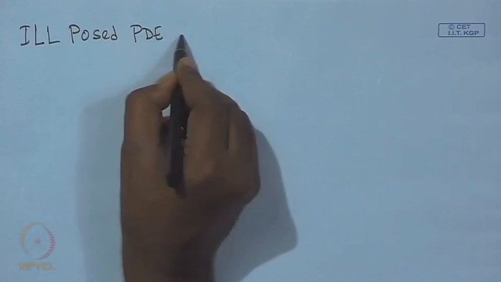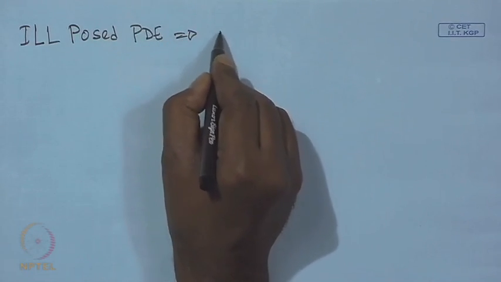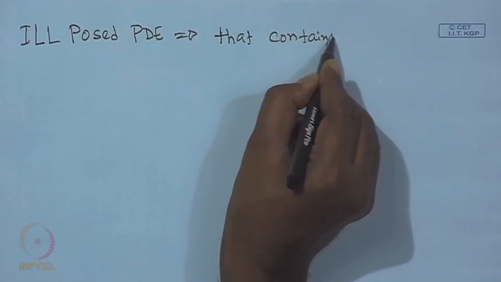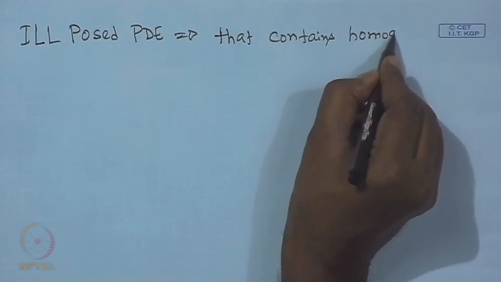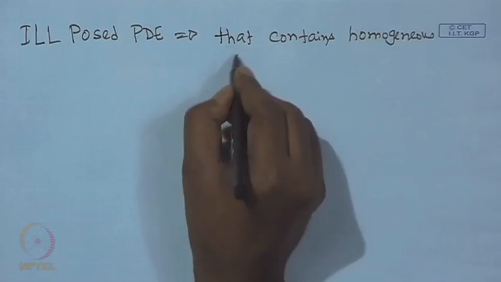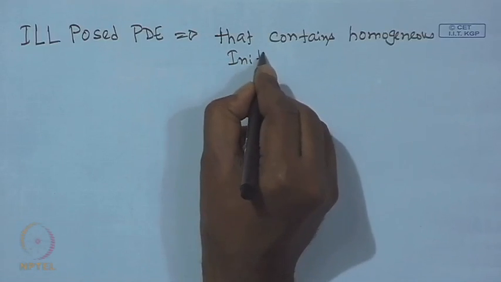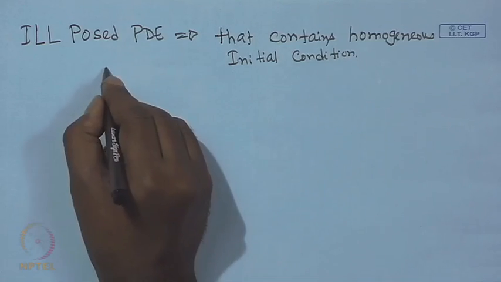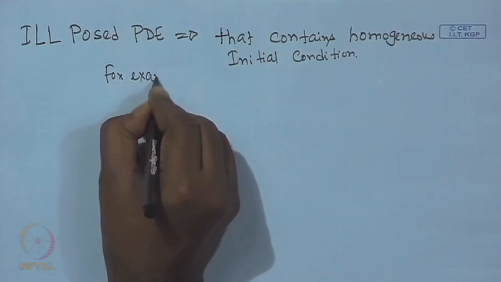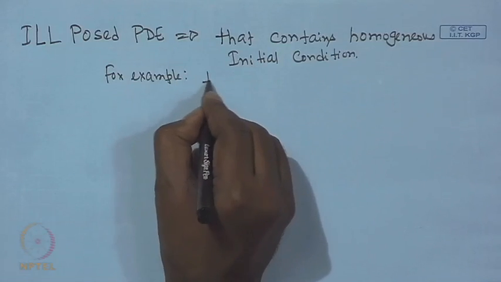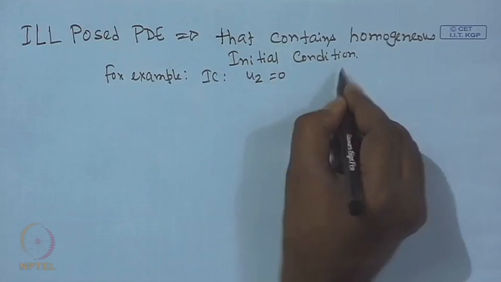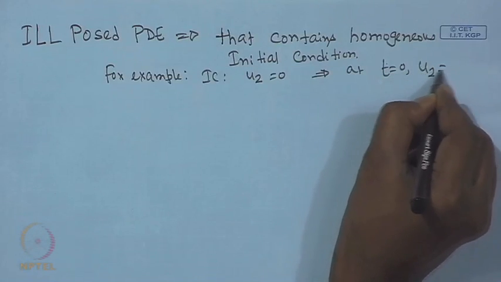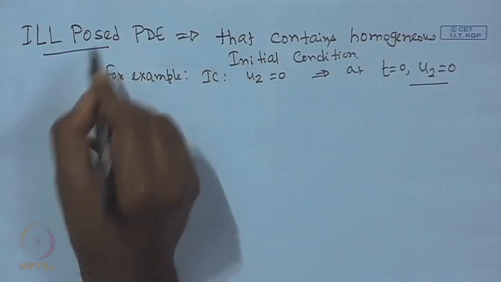So, let us note down whatever we are trying to say: an ill-posed partial differential equation is that PDE that contains a homogeneous initial condition. Okay. For example, in the sub problem u2, the initial condition is u2 equal to 0. That means, in this particular problem at time t equal to 0, u2 is equal to 0. This is an ill-posed partial differential equation.